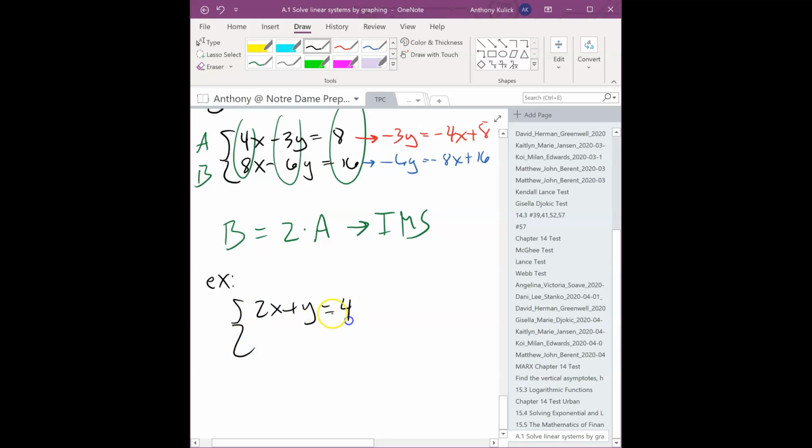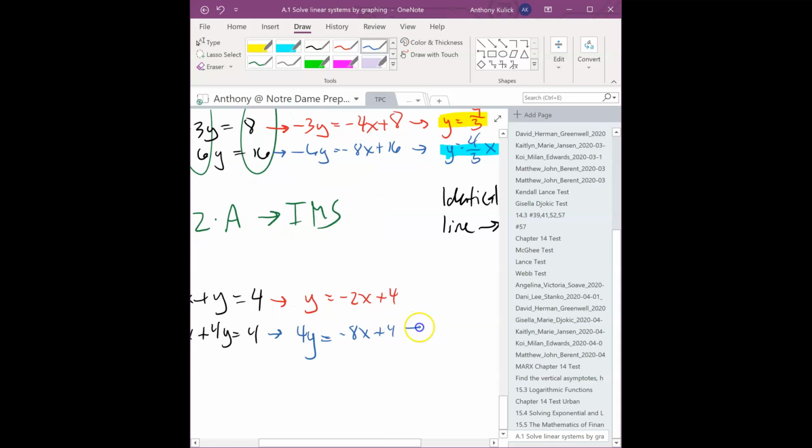So 2x plus y is equal to 4. 8x plus 4y is equal to 4. So again, we'll start by just putting them into slope-intercept form. So I'll subtract 2x from this one. So there's that. And here, we're going to subtract 8x. And then we'll divide both sides by 4.